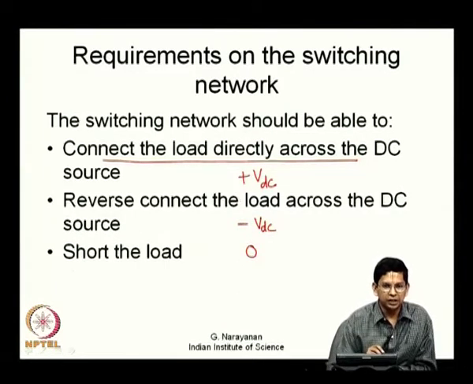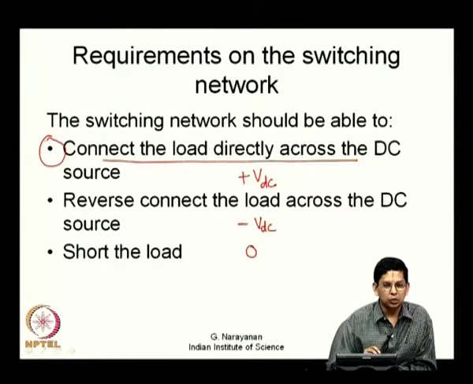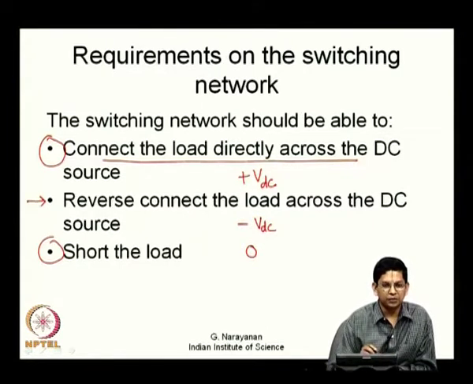In the case of a DC to DC converter, for example a buck converter, we saw that we wanted the network to be able to connect the load across the source, and we also saw that the network was required to short the load, but this is different. In the case of DC to AC conversion, we also want a negative voltage to be applied. We also want the load to be reverse connected across the source whenever it is necessary. So, these are the requirements on the switching network.